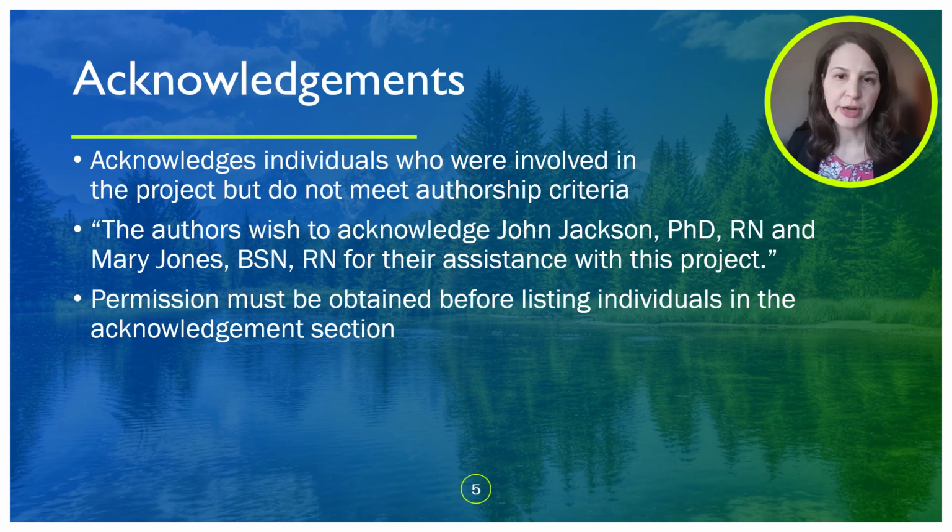As noted on the prior slide, people who are involved in the project but don't meet authorship criteria can be included in an acknowledgement. In the manuscript, this may read something like, the authors wish to acknowledge John Jackson and Mary Jones for their assistance with the project. Prior to listing someone in an acknowledgement, you must receive permission from them, and some journals may even require them to complete a form stating that the authors have permission to acknowledge them.